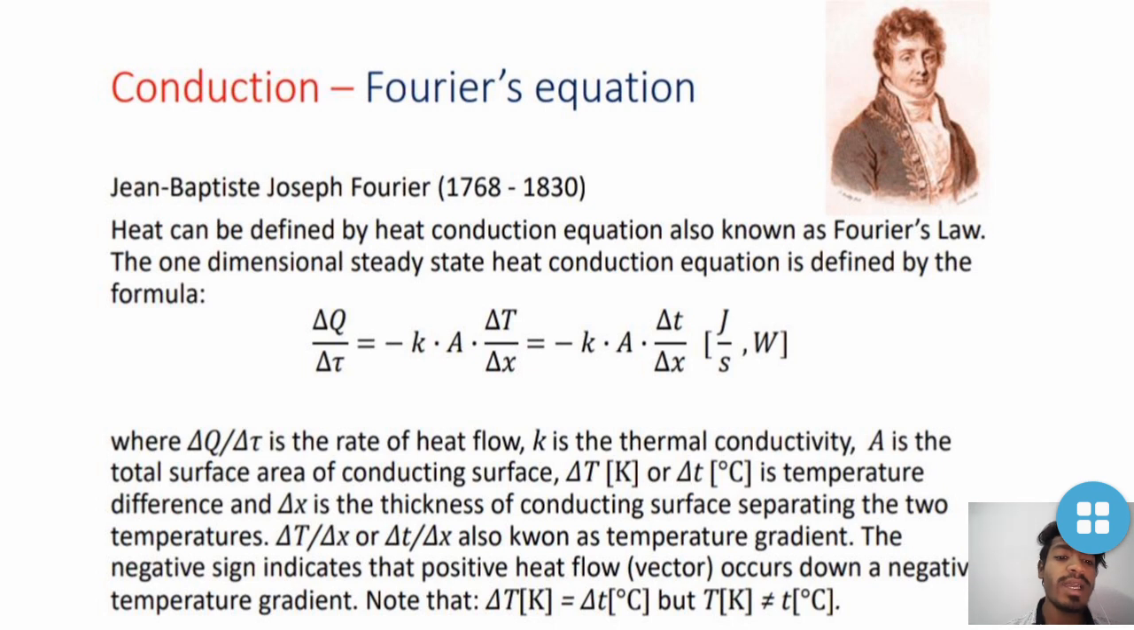Delta T by delta x is also known as the temperature gradient. The negative sign indicates that positive heat flow occurs down a negative temperature gradient. Note that delta T in Kelvin is equal to delta t in degrees Celsius, but T in Kelvin is not equal to t in degrees Celsius.